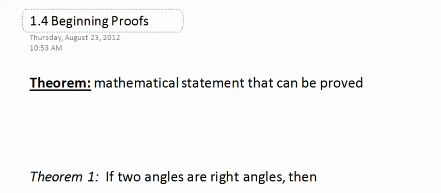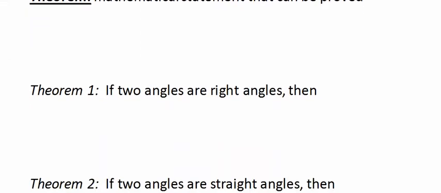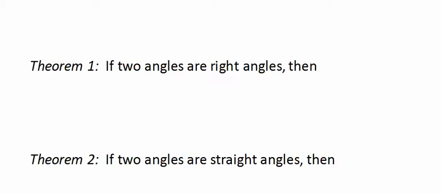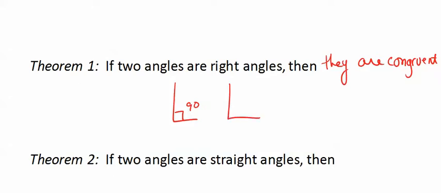One of the first theorems that this section gives us is Theorem 1. And that is, if two angles are right angles, then they are congruent. And that should make sense because if you have right angles, and we know the definition of a right angle is 90 degrees, and if there are two of them, then of course they should be equal, therefore congruent.